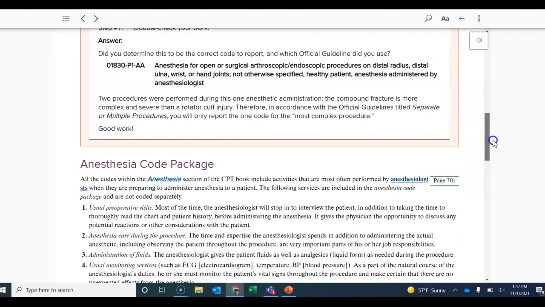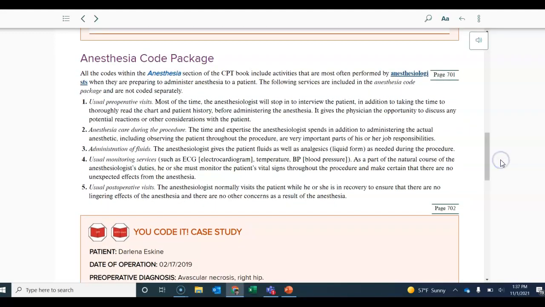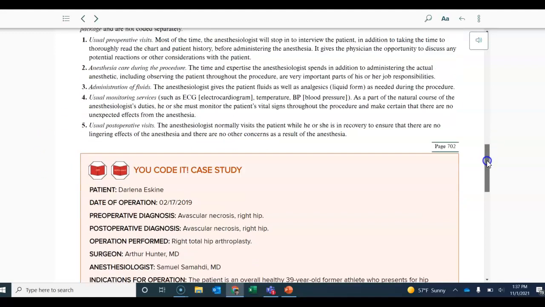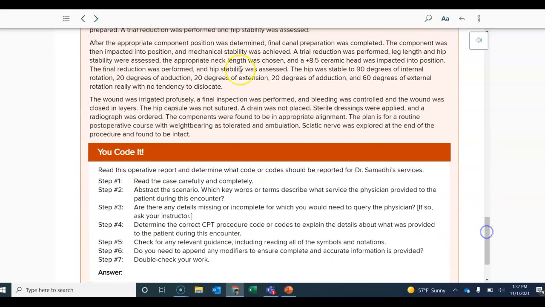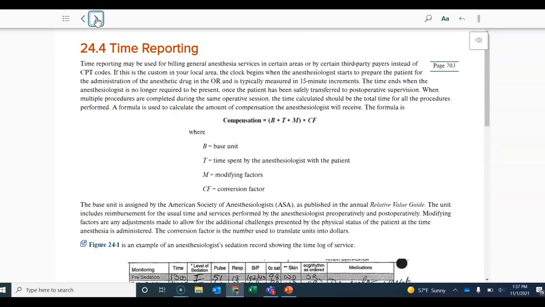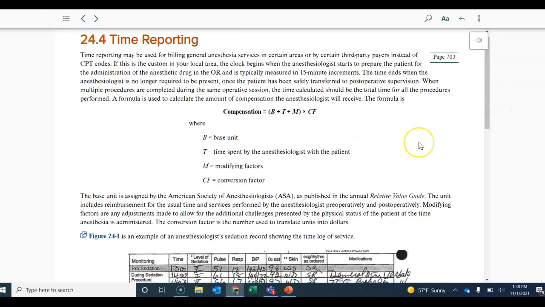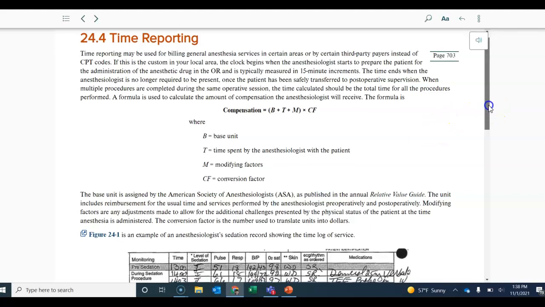So we have the anesthesia package. We haven't talked about packages yet, but when we get to surgery, we're going to talk about a global package too. So the anesthesia package is fluids, monitoring services, and any kind of usual post-op visit. And then here's your time formula. Anesthesia is based on time. So in every anesthesia report, there's always going to be time documented.